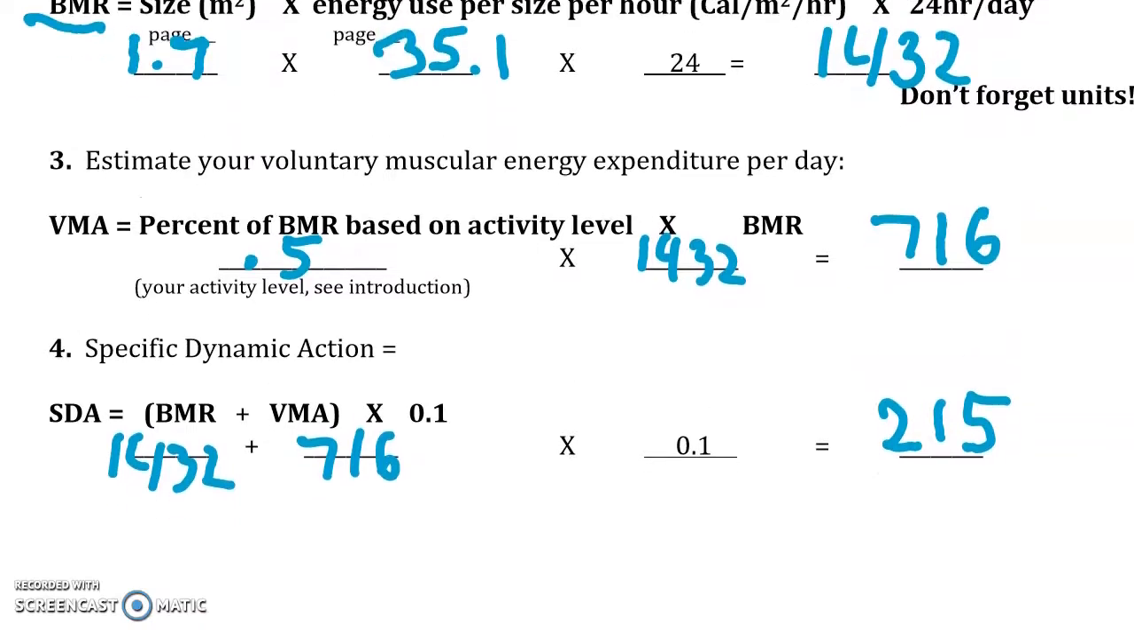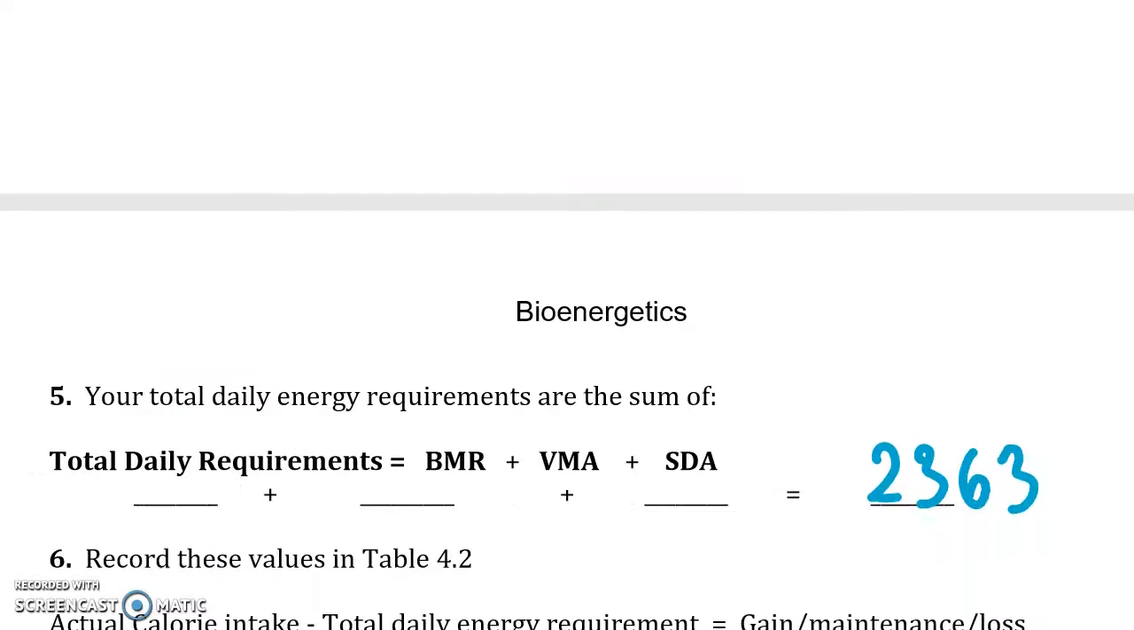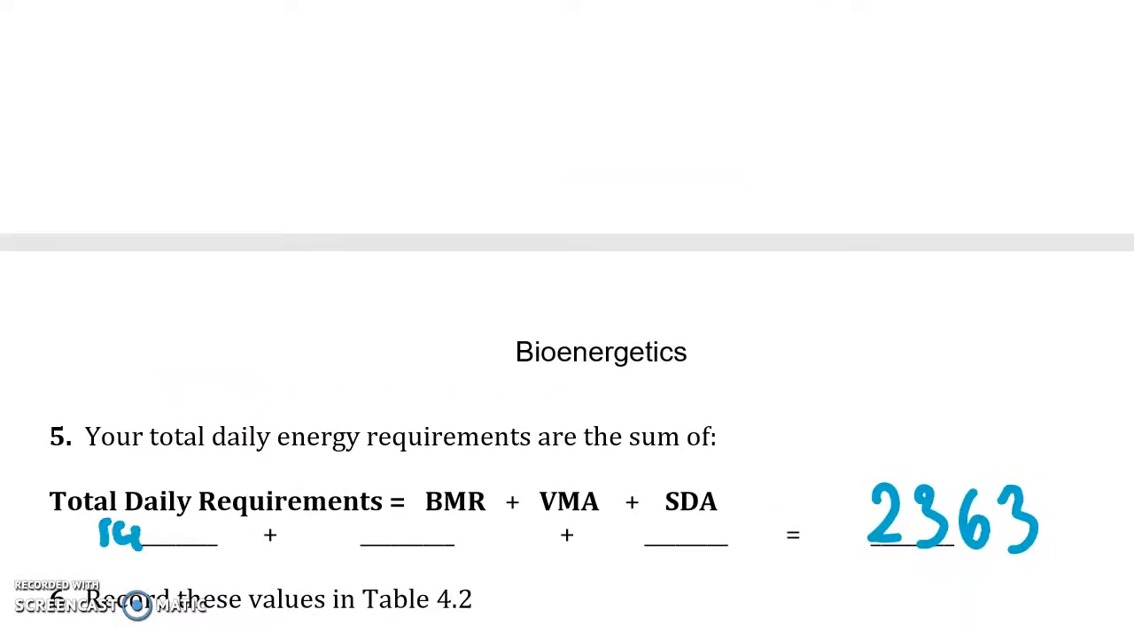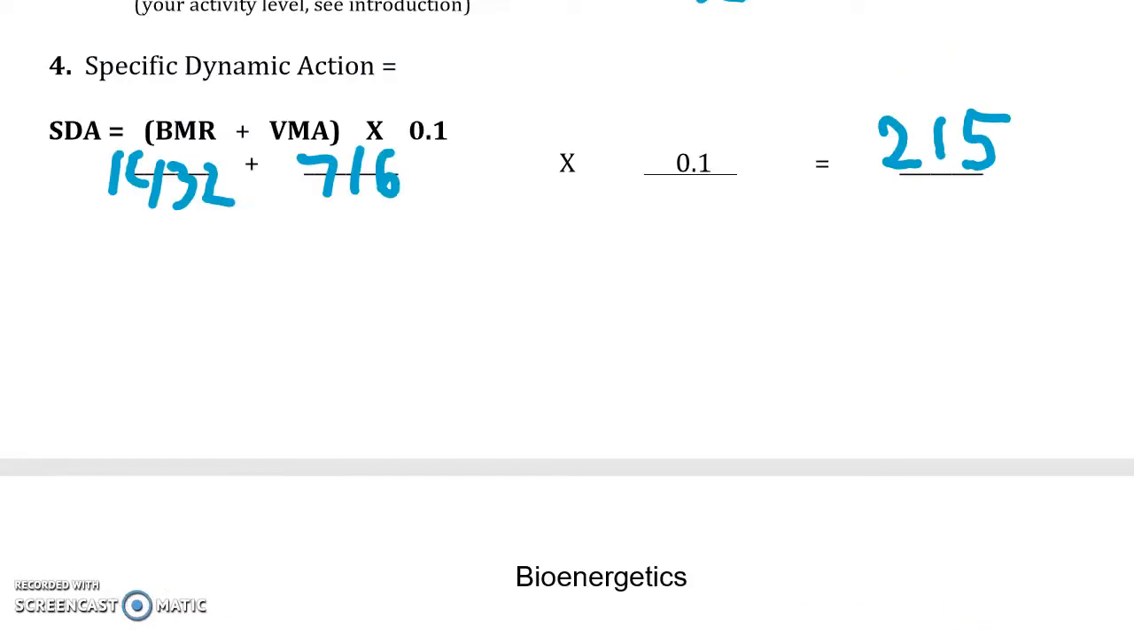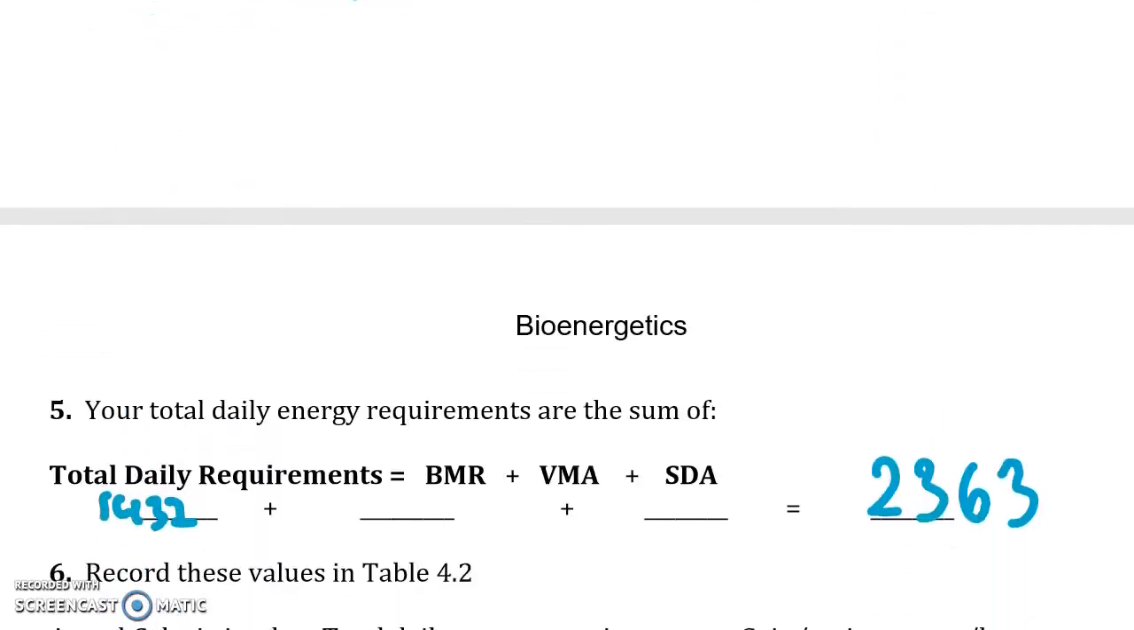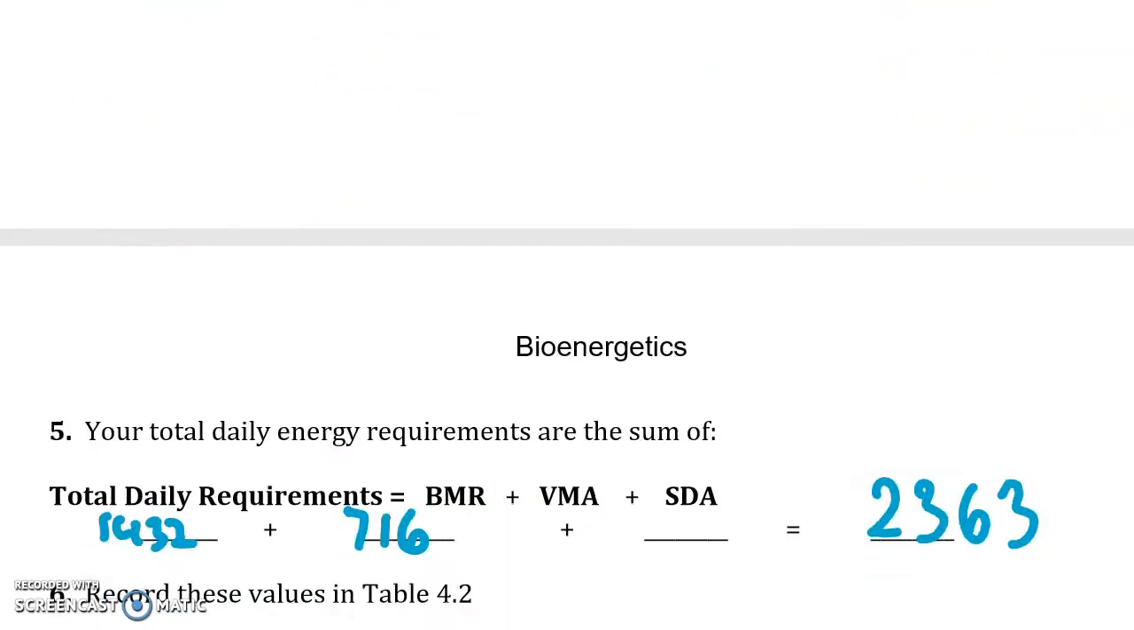Okay, so we have 1432 plus, then we had 716 plus 215, and that comes out to 2363. That is the amount of kilocalories or big calories that you need in order to do all your activities. So your daily energy need.